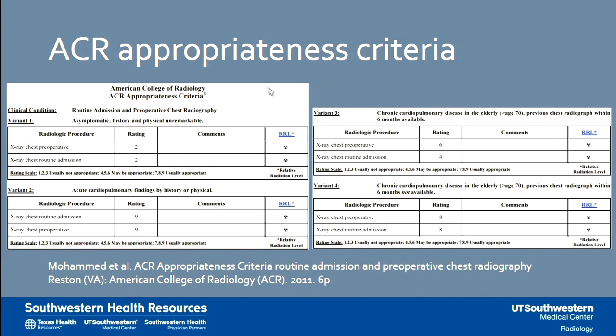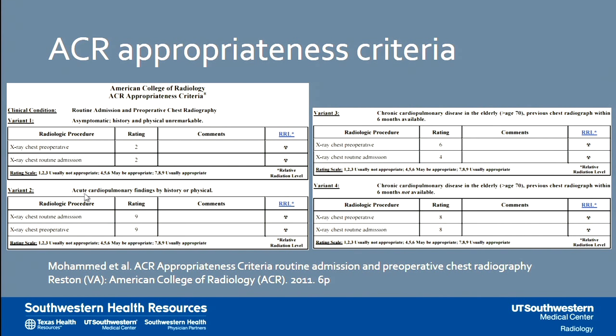But we'll go through it. The ACR is one of the societies that contributes to Choosing Wisely, so let's make sure they put their money where their mouth is. For the clinical condition of routine admission and preoperative chest x-ray, variant 1 up here in the top left, asymptomatic, history and physical unremarkable, the preoperative chest x-ray gets a rating of a 2, so it's not indicated. You don't have to do it. The evidence stands behind you.